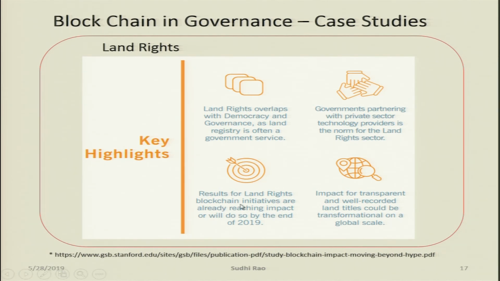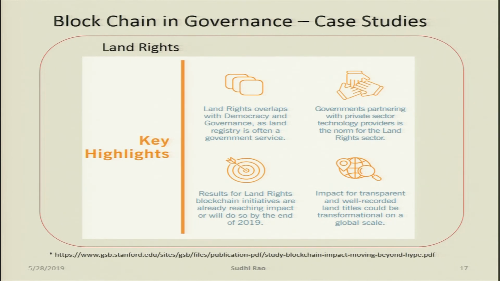Results for land rights blockchain initiatives are already reaching impact and will do so by end of 2019. Most of these projects are at an advanced stage and they will start bearing fruit quickly. Impact for transparent and well recorded land titles could be transformational on a global scale.